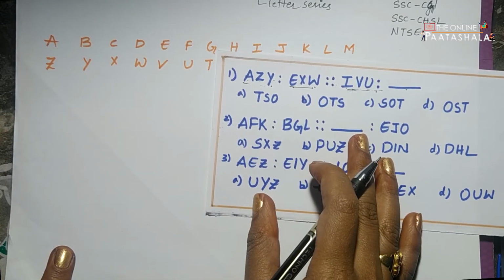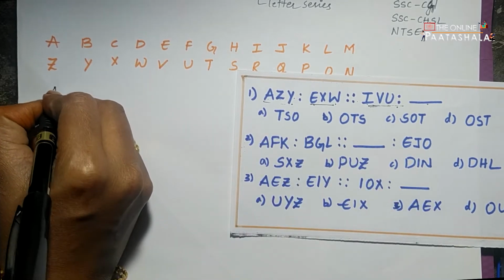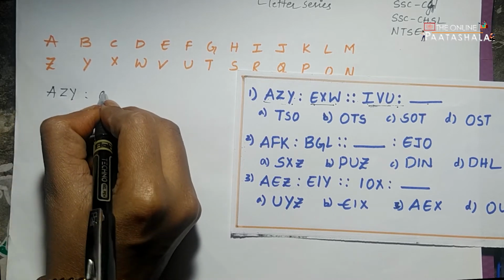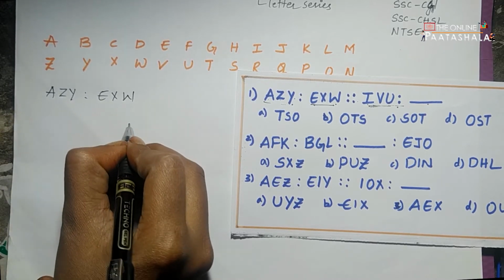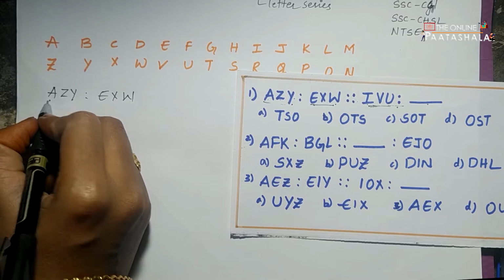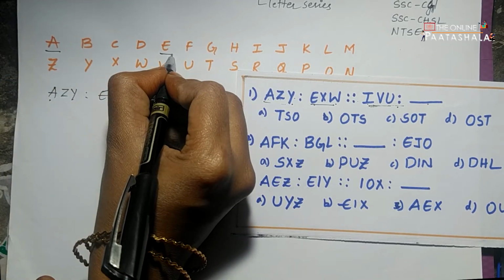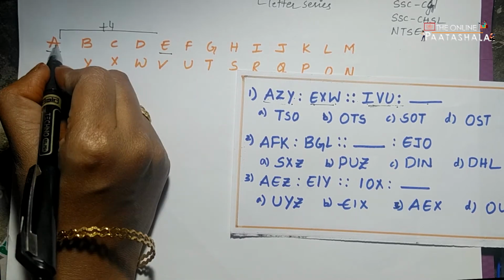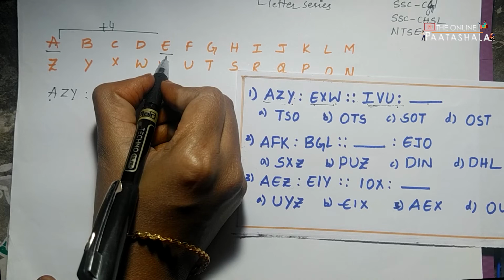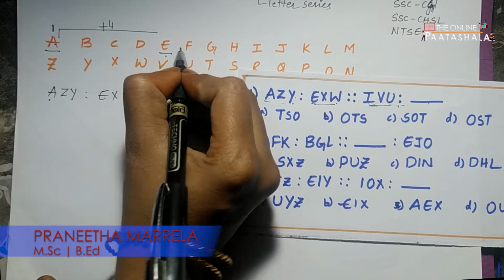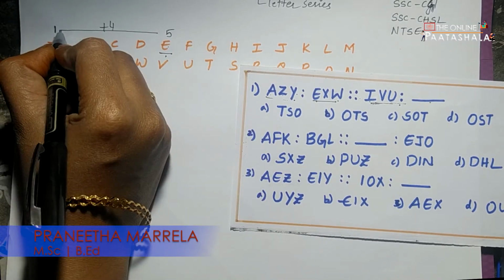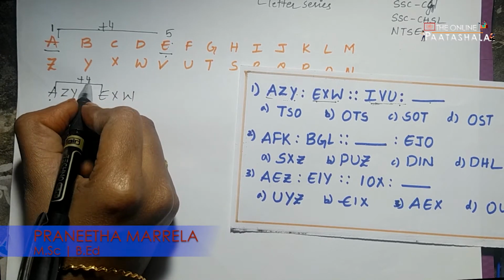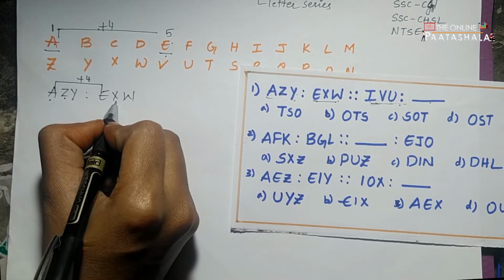What is given here: AZY is written as EXW. A here and E there: if you add 4, you will get E. Give A the number 1; here it is 5, so 1 plus 4 is 5. So you are adding plus 4 here.